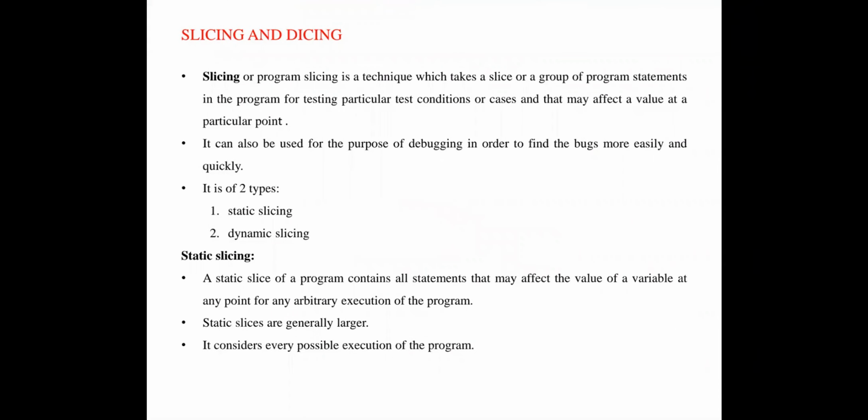The next topic is slicing and dicing. Slicing is nothing but taking a small part, and dicing is applied on top of slicing. This is the next strategy, slicing and dicing. What is slicing? Slicing is nothing but reducing program size. From a large program we take a small part and apply a strategy, which is called slicing. Program slicing is a technique which takes a slice, a group of program statements. From the large program we take some set of statements and apply testing on those particular statements. That is called slicing.